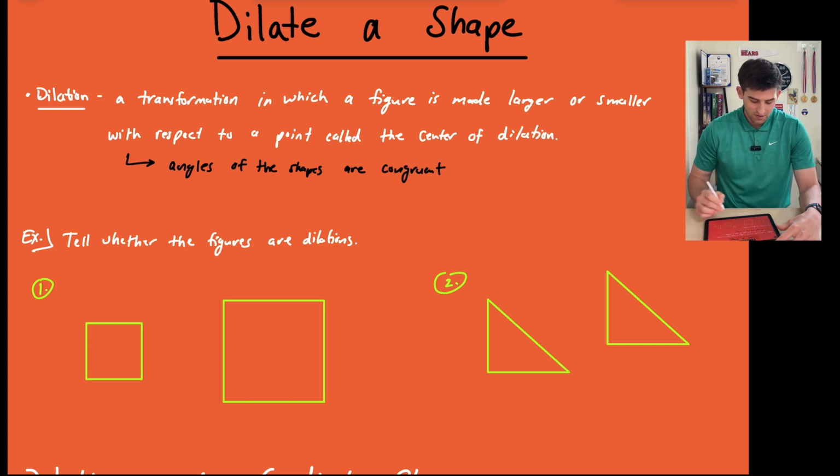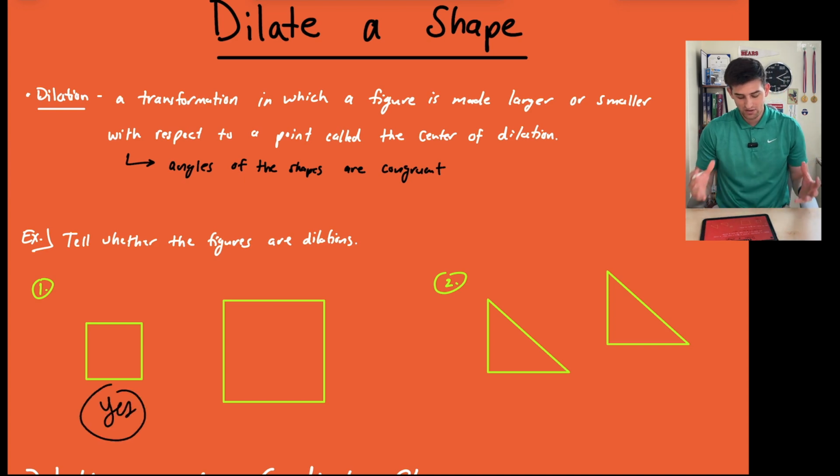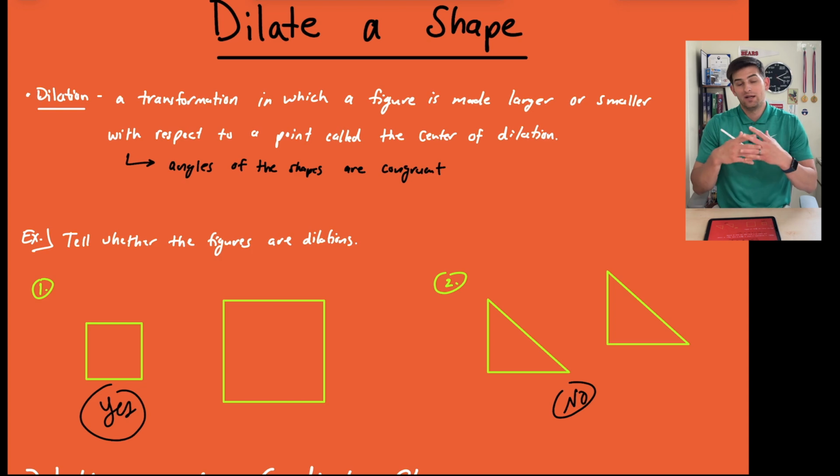So number one, obviously we got a little bit bigger there. We had an enlargement. So we're going to say yes, that would be a dilation. We changed size, okay, but it's still the same shape. Number two, though, our size did not change. So we're going to say no, that is not a dilation, right? Perhaps that was a rigid motion. Perhaps those shapes are not similar, but they are congruent, okay? So we'd say no there.